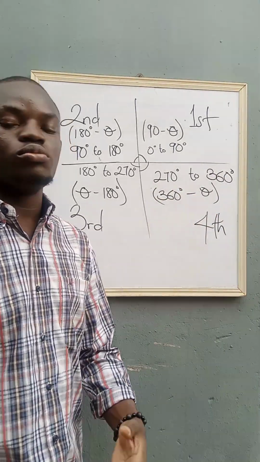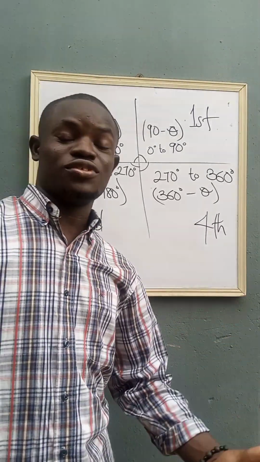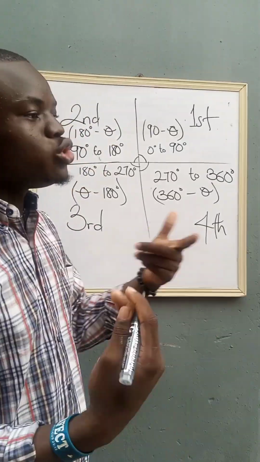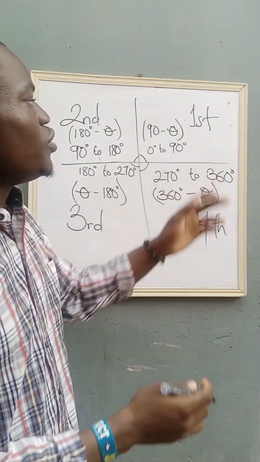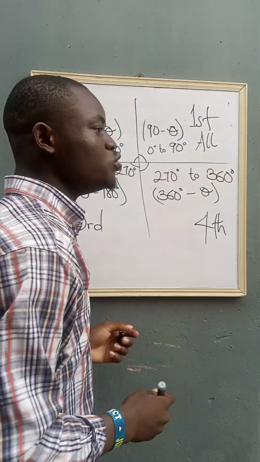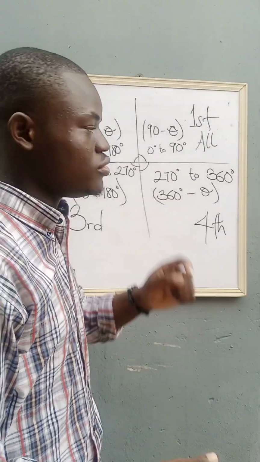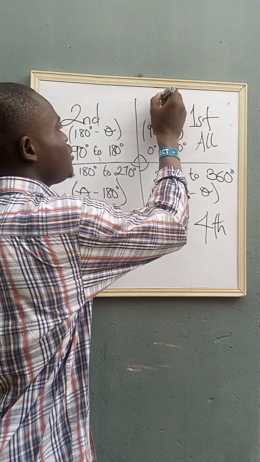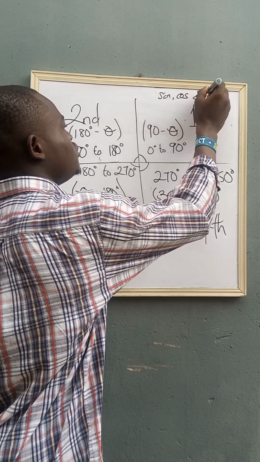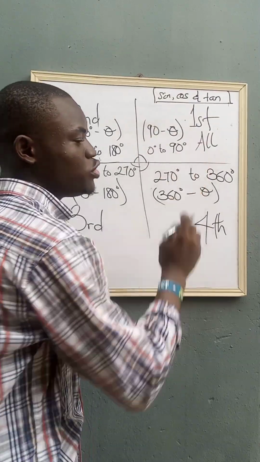Now, I am very sure you are familiar with the fact that when you have sine is positive, sine is negative, all of those. So how do we get to know about that? Alright, now, for the first quadrant, all angles here are positive. What am I trying to say? That means for sine, cosine, and even tangent, they are all positive for the first quadrant.